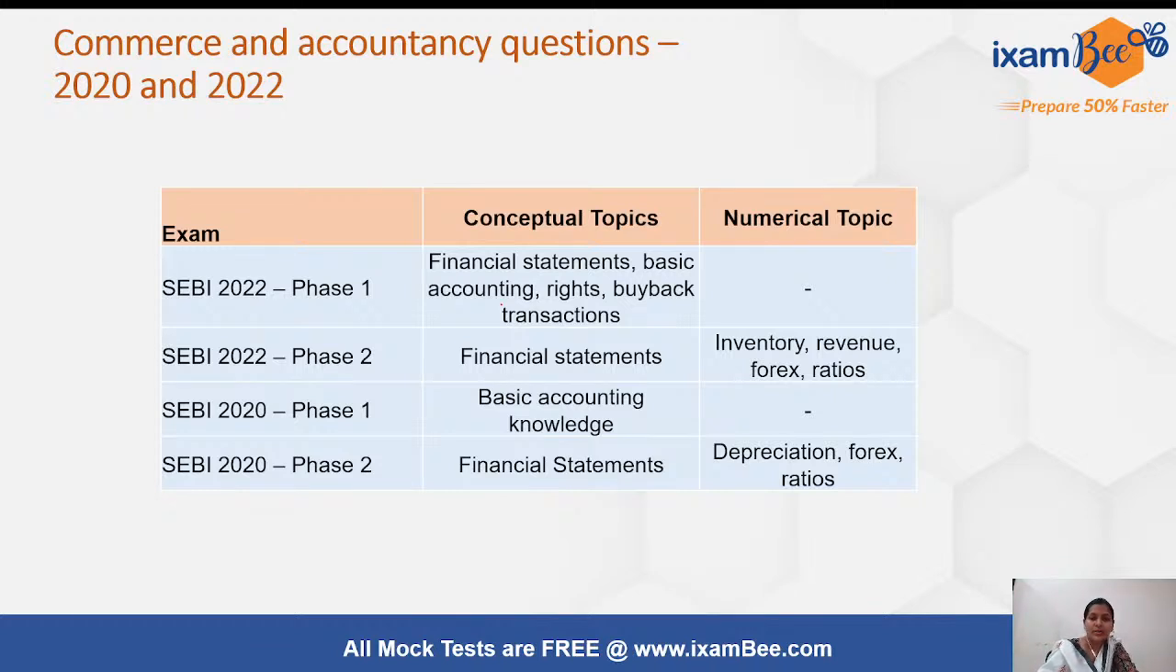So if I talk about the trend in the topics, what kind of topics had come. The conceptual questions of phase 1 in 2022 were related to financial statements, the preparation and presentation of financial statements. There were basic accounting questions, related to simple accounting rules or their characteristics. There were questions related to rights, buyback, meaning share transactions, different types of share transactions. One or two questions were related to accounting standards. Numericals were not a topic.